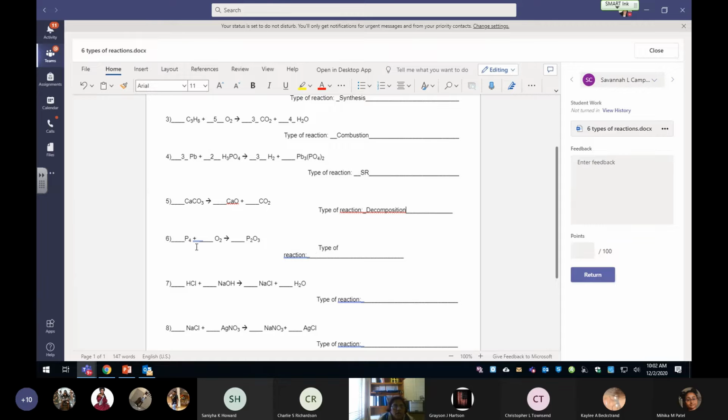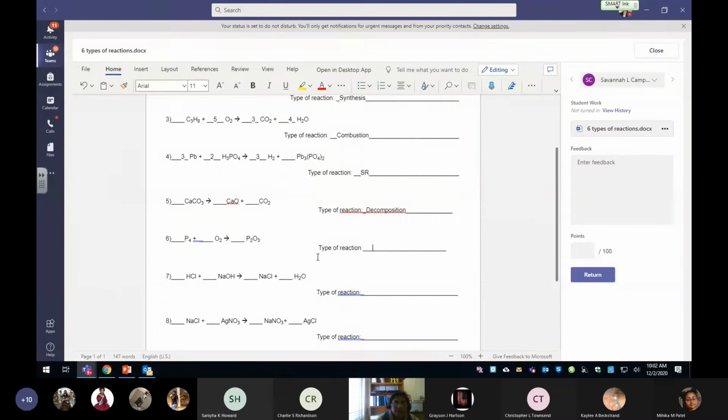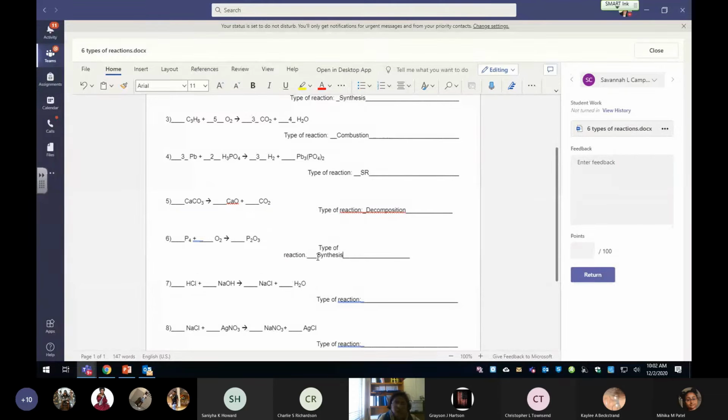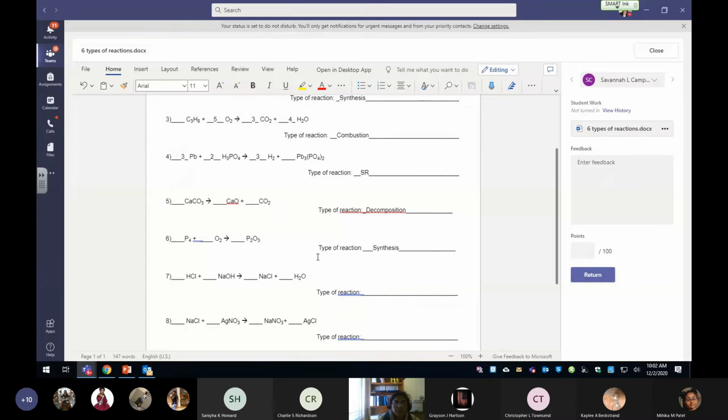Okay. When 2 elements join together, which kind of reaction is this? Addition. So write down addition or synthesis reaction. Okay.